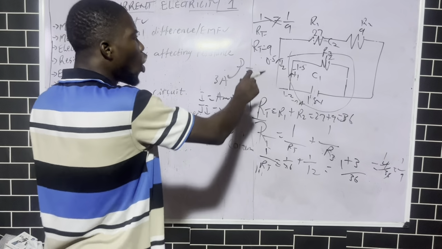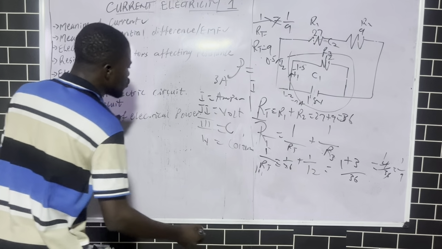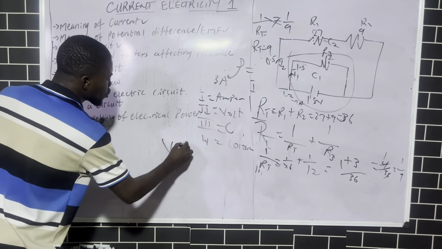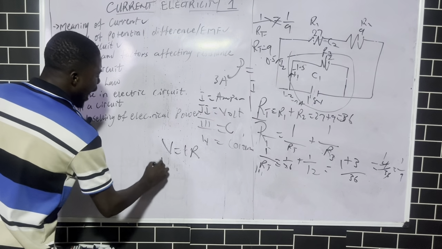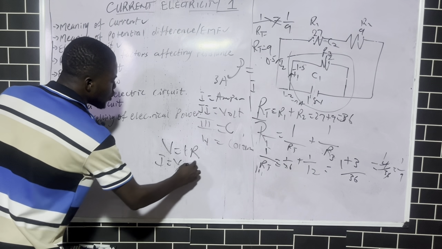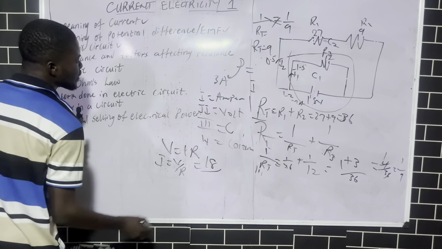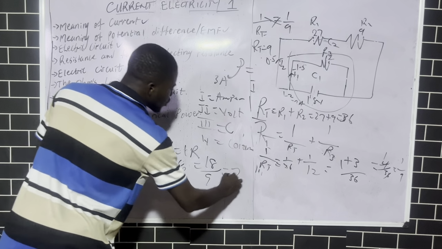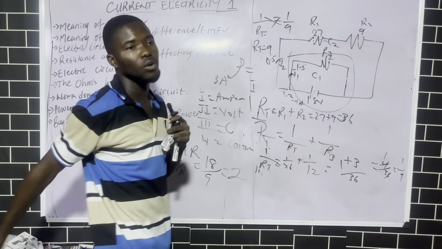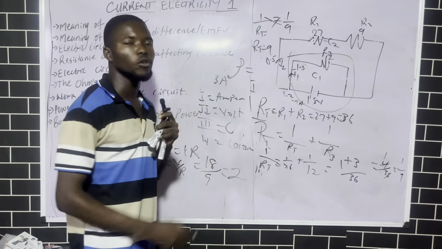Now I want to find the current flowing in the circuit. So I'll simply say, using Ohm's law, V is equal to IR. So I is equal to V over R. What's my V? 18. What's my total resistance? That's 9. 18 over 9 is what? 2. Do you not get the same answer as the other one? You can solve it using this.